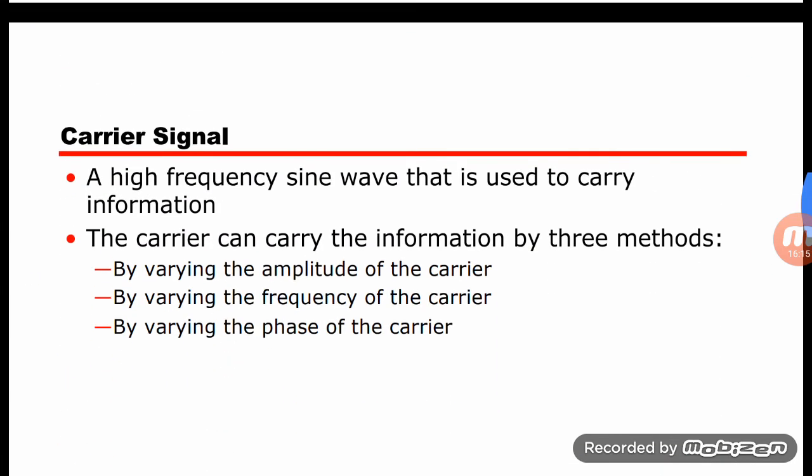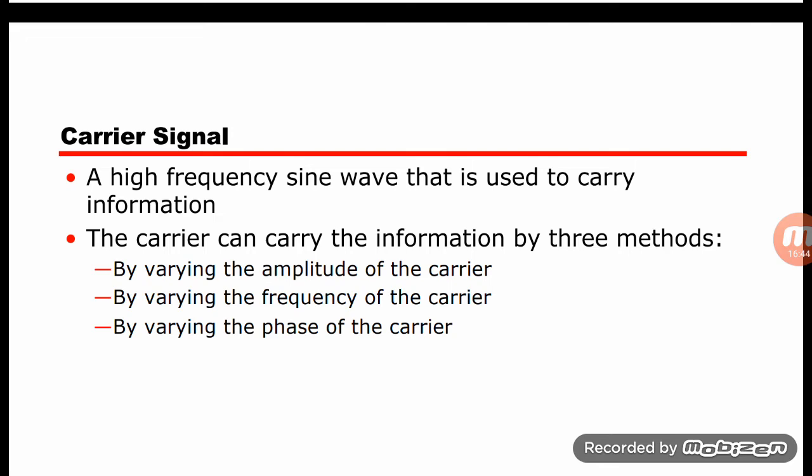Carrier signal. This is the truck on which you are going to put your information. So what is a carrier signal? It is a high frequency sine wave that is used to carry information. So it is basically a big truck that will carry your boxes. Carrier signal is a high frequency sine wave that will carry your information.